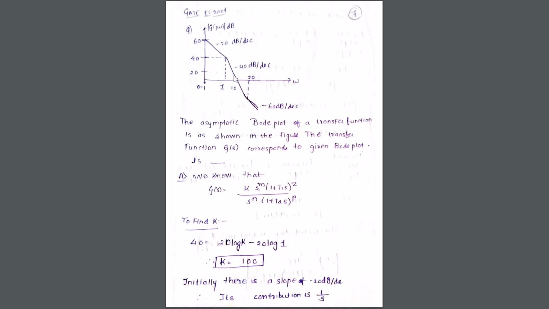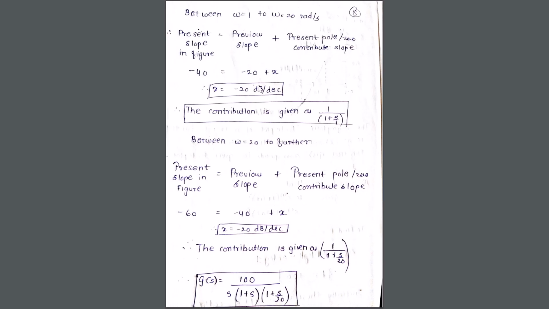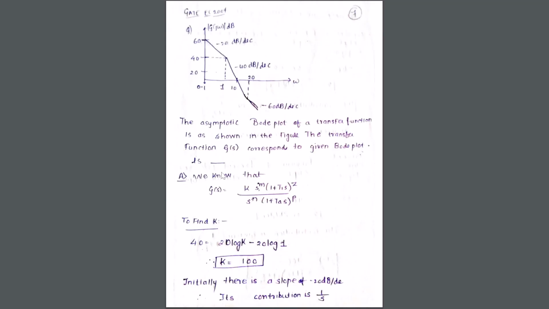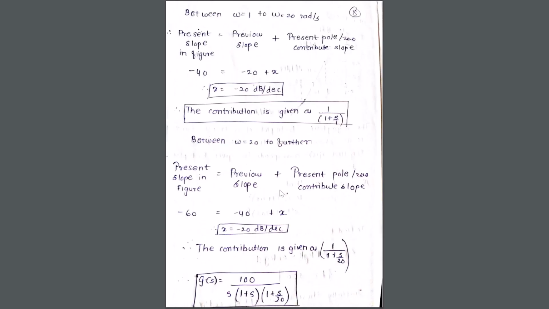Now don't consider the 10 frequency because there is no change of slope at 10. There is a change of slope at 20. So what you need to do is again apply the formula. Present slope in the figure is given as previous slope plus the present slope contribution. So what is my present slope in the figure? Minus 60. Previous is minus 40 and my present contributing is x. Therefore my x is given as minus 20 dB per decade.